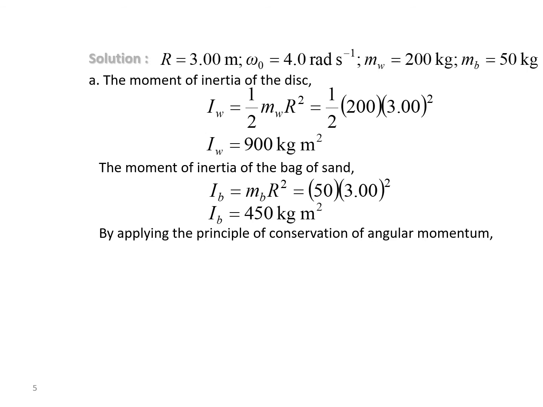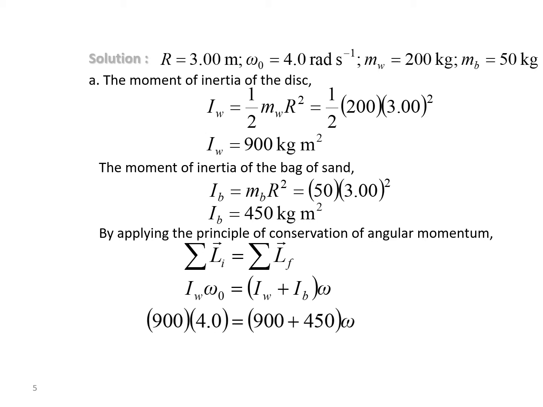Then, applying the principle of conservation of angular momentum, the total initial angular momentum equals the total final angular momentum. Initially we only have the wooden disc, and after the sandbag falls you have the wooden disc plus the sandbag. So the moments of inertia add up: before, you only have the wooden disc, after, you have the wooden disc plus the sandbag. To determine the final angular velocity, we end up with 2.67 radian per second.